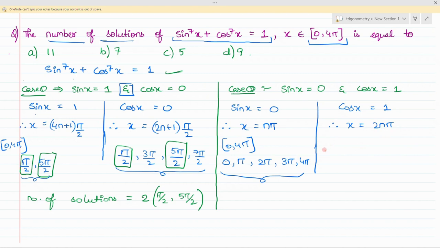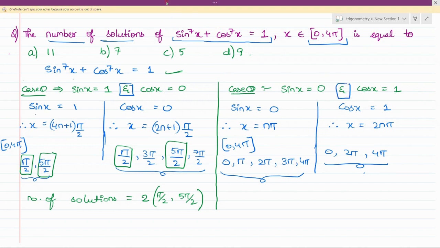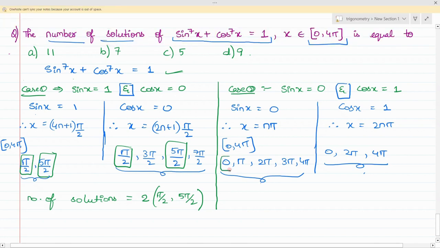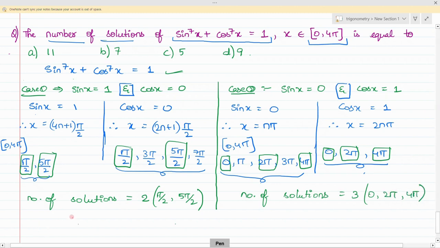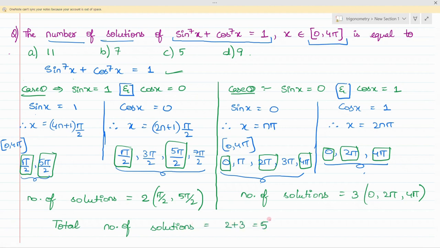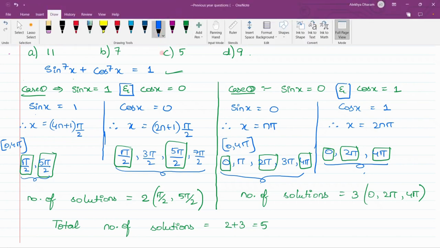Similarly, if we keep n equal to 0 over here, it becomes 0. If n is 1, 2 pi. If n is 2, 4 pi. Next, it comes out of the range. So these are only the three solutions for cos x is equal to 1. Now, as it is an AND, we need to take the common solutions from these two. That is, 0 is common, 2 pi is common, and 4 pi is common. So the number of common solutions is 3, that is 0, 2 pi and 4 pi. So the total number of solutions will be 2 plus 3, that is 5. So in the given question, option C is the required answer.